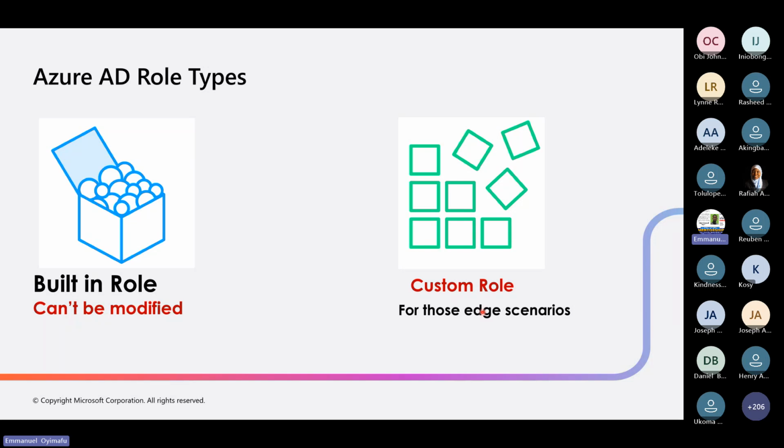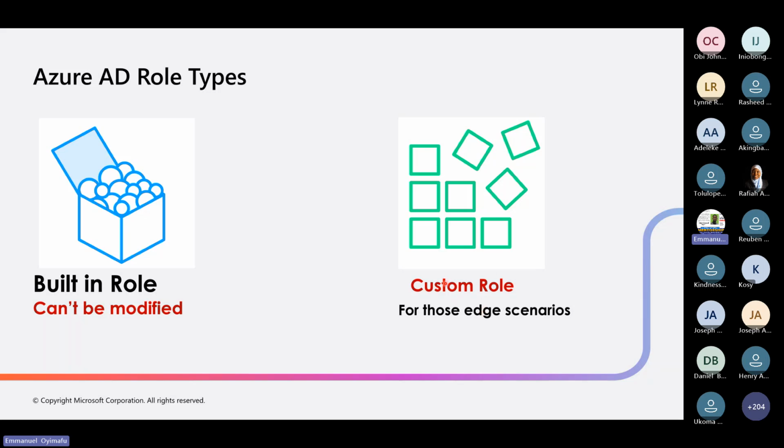You can say this person should only have the right to modify user properties, but shouldn't be able to do any other thing aside from modification of user properties. And the person should be able to reset passwords for a user, but aside from that, shouldn't be able to do anything else. So that's for custom role. Let's pop into the admin center so that we look at this role type, both built-in and custom role.